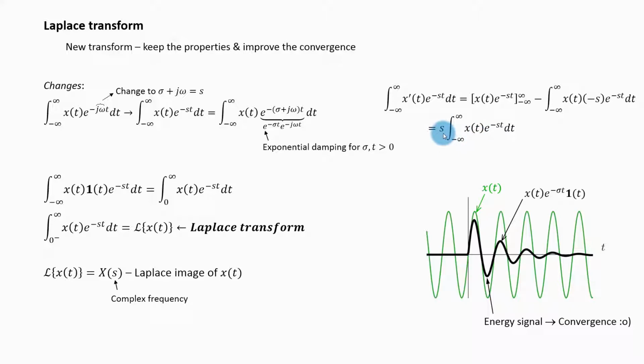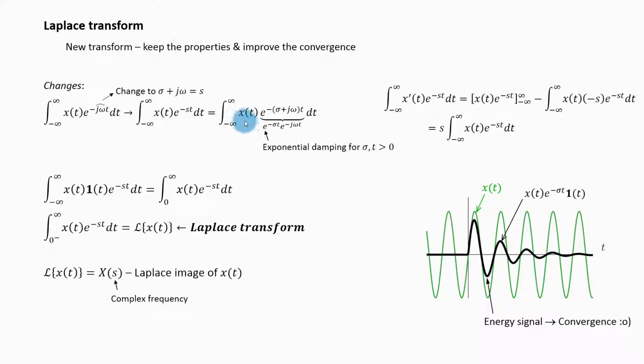Okay, so I still have that nice property, but what do I gain by this change? Let's examine that. When you write this s as sigma plus j omega and break this exponential into 2, you will get pretty much the same as what we had for the Fourier transform, except now my function x is being multiplied by this exponential, which at least for positive sigma and positive time will exponentially approach 0. So even if the signal x does not approach 0 for positive infinity, there is much better chance that the product of x and this exponential will.